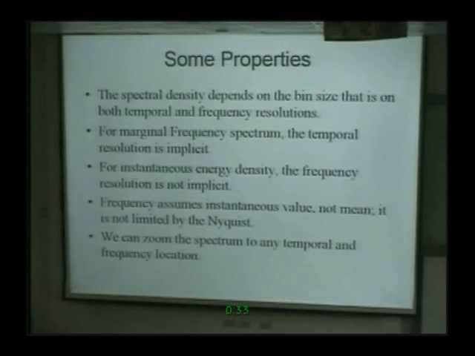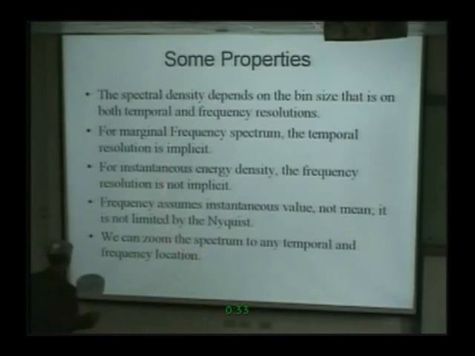Yeah, and we can zoom the spectrum to any temporal and frequency location, and that is, I think, one of the properties in the Hilbert spectrum that people do not realize. It's really a magnifying glass that you can look into one location with all your resolution. You can, but of course the time cannot be smaller than delta t. But other than that, the frequency is continuous, or almost continuous.